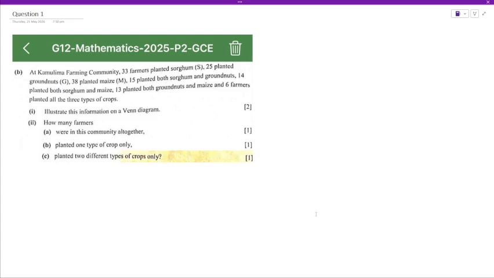last year's GCE paper. The question reads: at Kamulima farming community, 33 farmers planted sorghum, S, 25 planted groundnuts, G, 38 planted maize, M, 15 planted both sorghum and groundnuts, 14 planted both sorghum and maize, 13 planted both groundnuts and maize, and 6 farmers planted all the 3 types of crops. Illustrate this information on a Venn diagram.